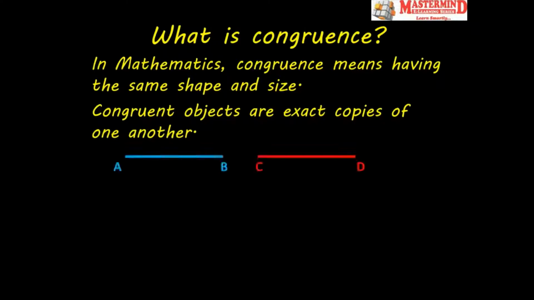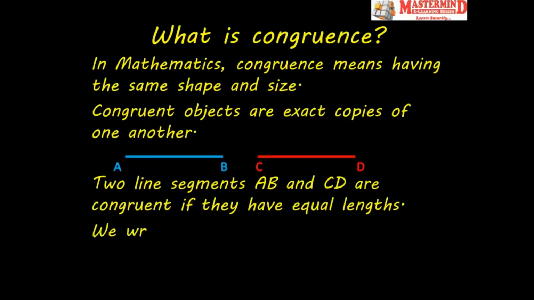Now look at these two line segments, AB and CD. They have the same length and they are exact copies of one another. Two line segments AB and CD are congruent if they have equal lengths. And we write this as AB is congruent to CD. This is the symbol of congruence.